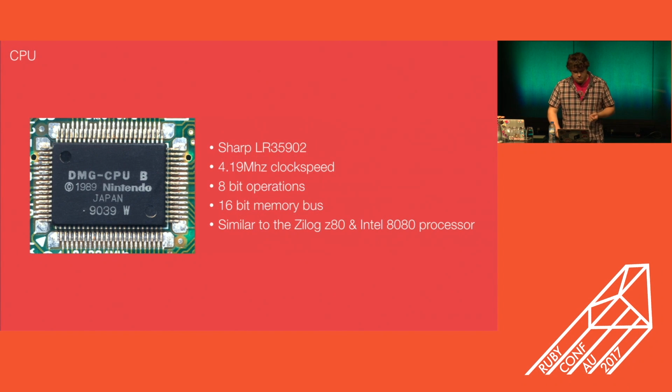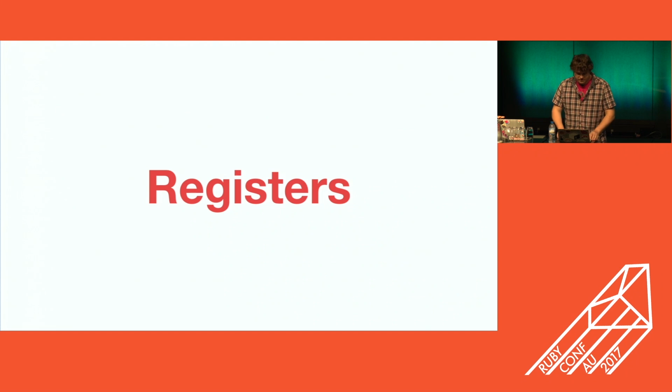The CPU in the Game Boy is a Sharp LR35902, that's a mouthful. It's clocked at 4.19 megahertz. It's an 8-bit CPU. It has a 16-bit memory bus, so if you want to read something from an address, you have to use 2 bytes. And it's very similar to another kind of CPU called the Zilog Z80 and the Intel 8080 processors, if anyone is familiar with those. So the main thing I'm going to be talking about is registers and instructions.